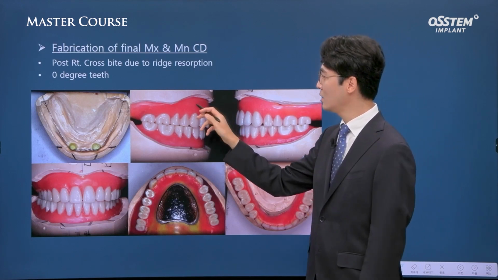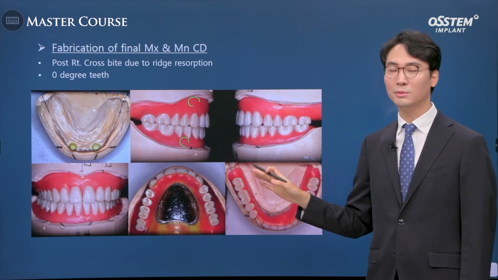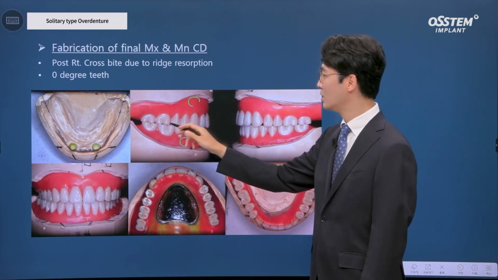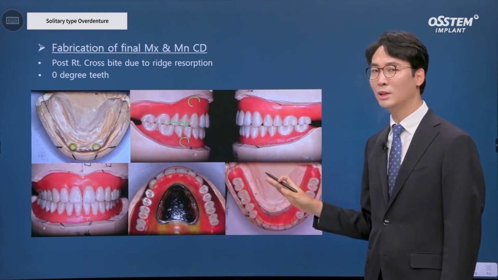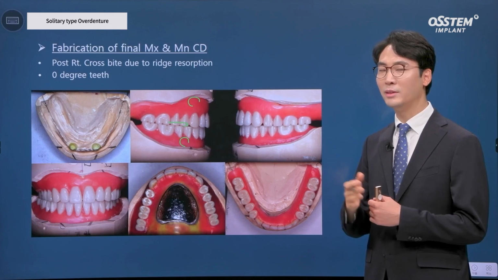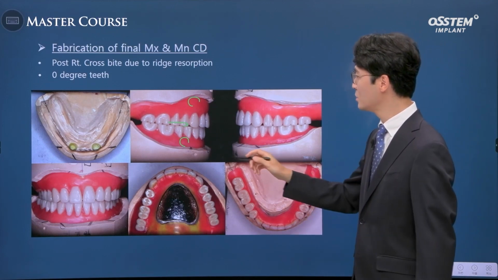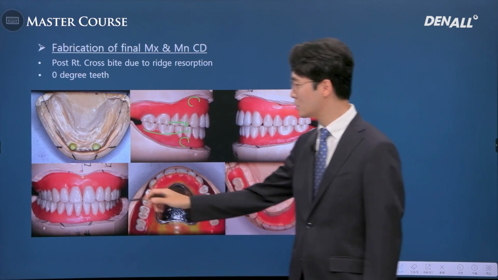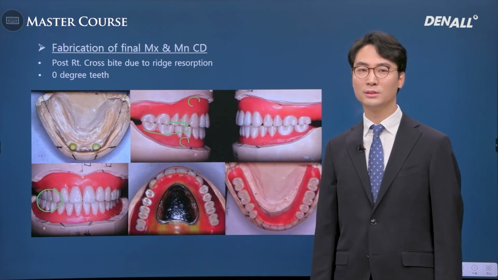In the upper, there's full denture, and in the lower, implant-supported overdenture using 2 implants have been planned, and in this case, I actively utilize 0-degree teeth, and depending on the ridge condition, I utilize crossbite actively as well. As you can see, 0-degree teeth are used in the posterior area, and here you can see on one side there's crossbite.